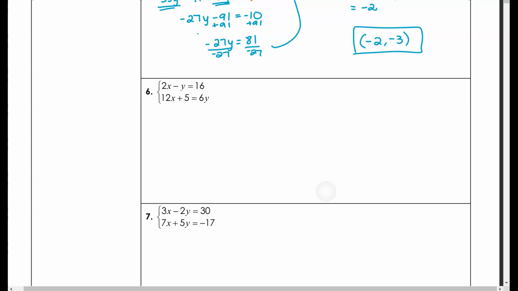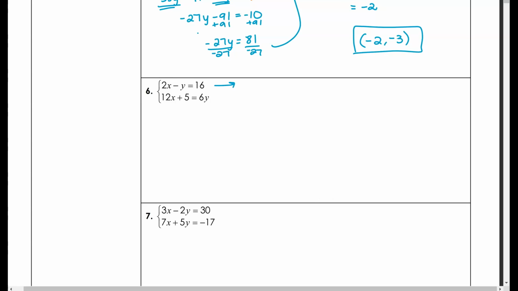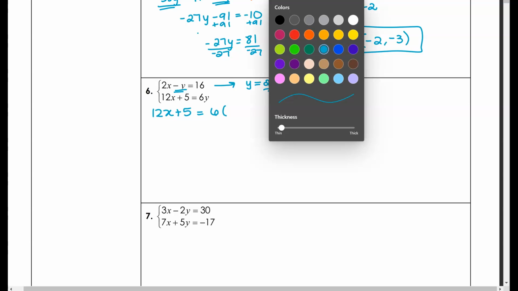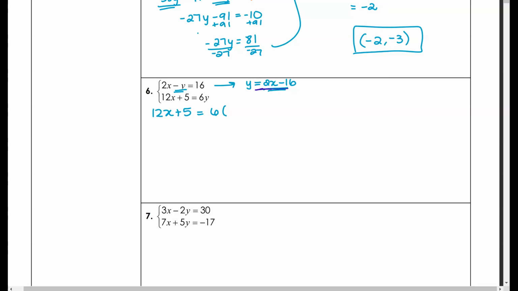In the next one, I'm also going to pick this first one, and I'm going to solve for y, because notice how y is by itself there. So that becomes y equals 2x minus 16. And then we're going to plug this in for y in the next equation. So we end up with 12x plus 5 equals 6 times our y value there. So here's our 2x minus 16.